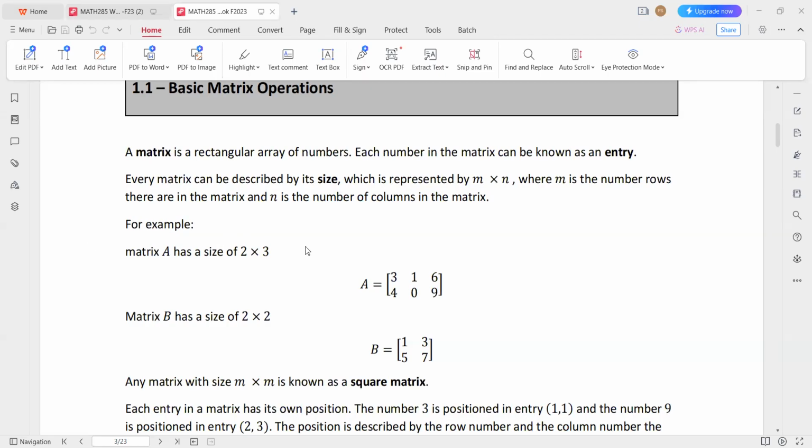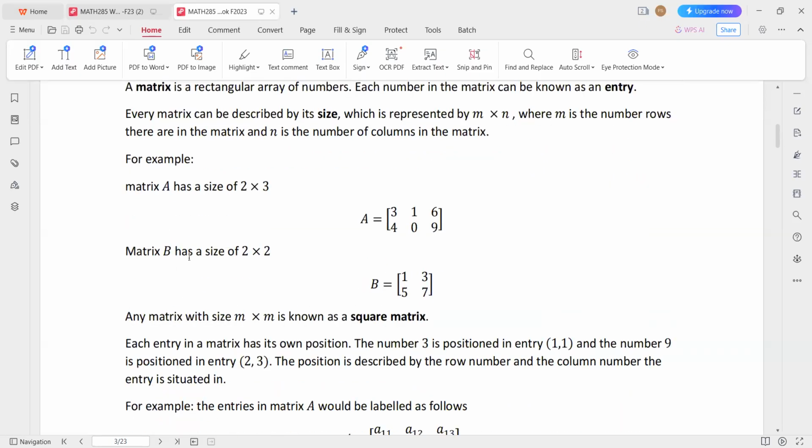So, for example, let's take this as an example. Matrix A has a size of 2 by 3. So, what does that mean? It means that for rows, we have one row here, which is 316. Then you have another row here, 409. And if you are to have the columns, you have one column here, two columns here, three columns here.